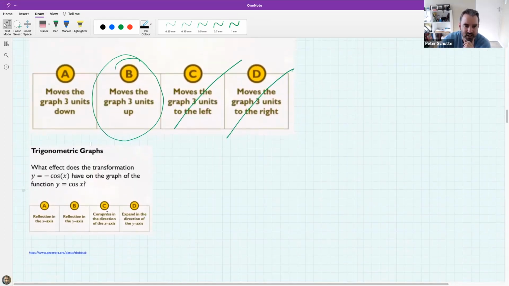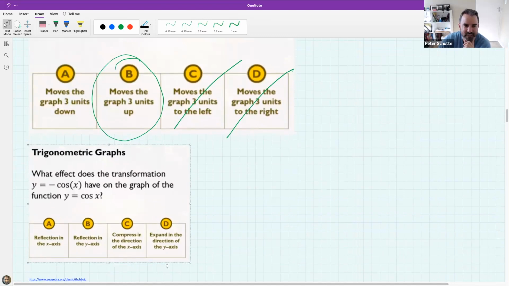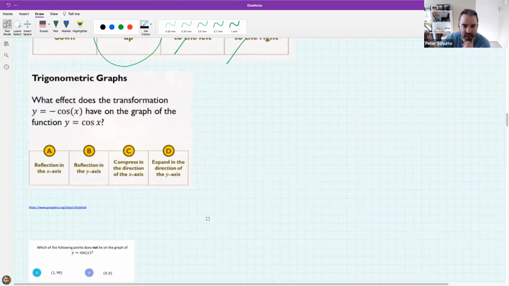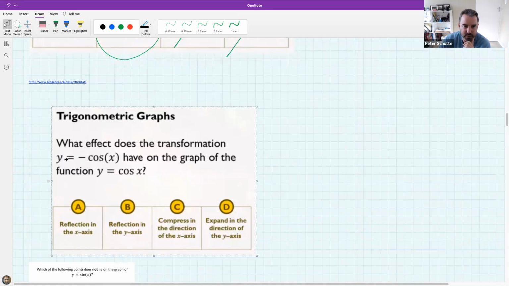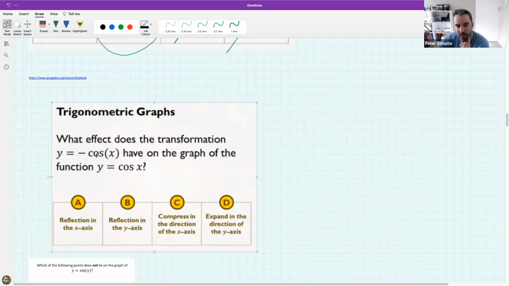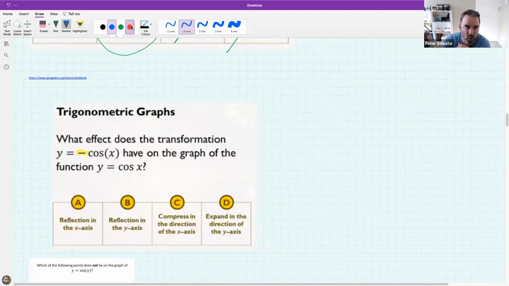Okay, now let's do this one. What effect does the transformation minus cos x have on the graph? So there's a -1 in front of the cos x graph. Now, I want you to think a bit more about this one and think through what a normal cos graph looks like, and then I want you to think about what maybe happens when there's a minus in front.